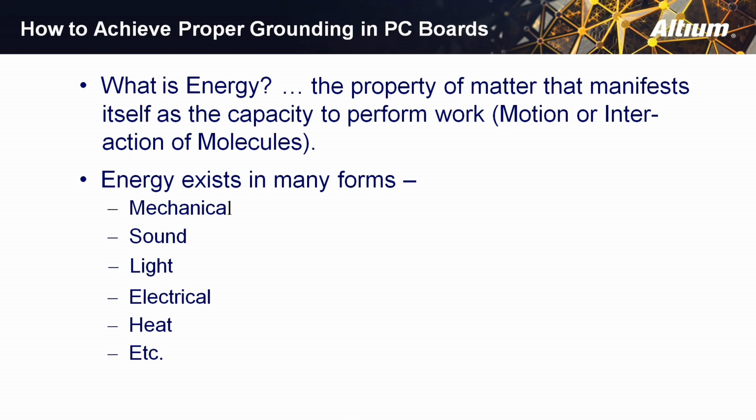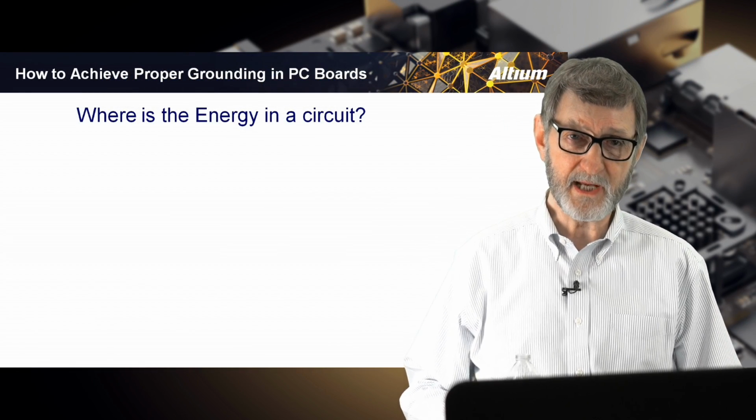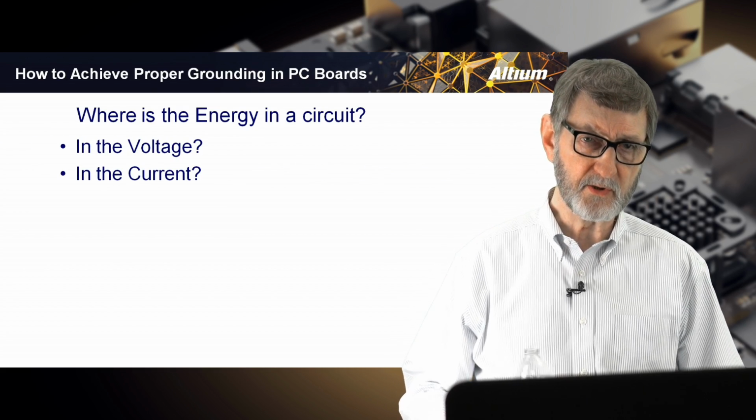And I know some of you are thinking, wait a minute, light energy that lights the room and electrical energy that runs down wires are the same thing? The answer is yes. The only thing that separates them is that light is an extremely high frequency compared to electrical energy. So then Ralph asked me, where does energy exist in a circuit? Is it in the voltage or is it in the current?